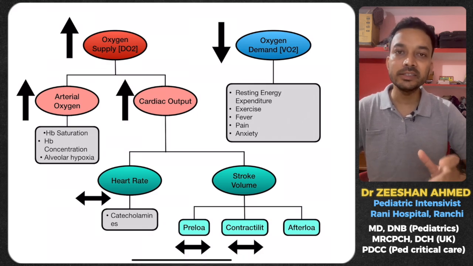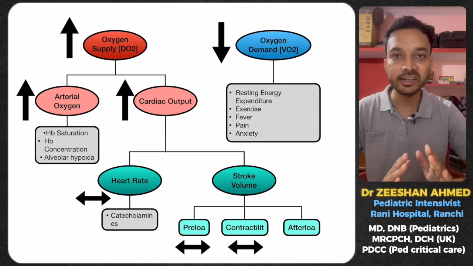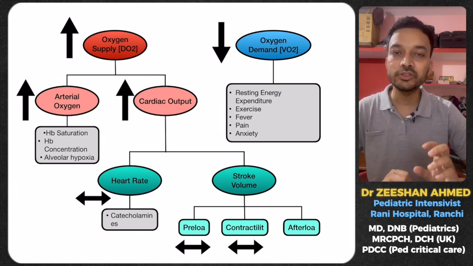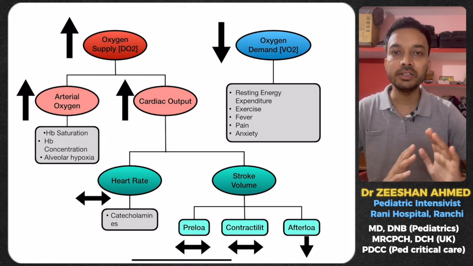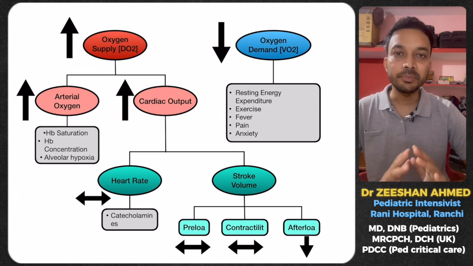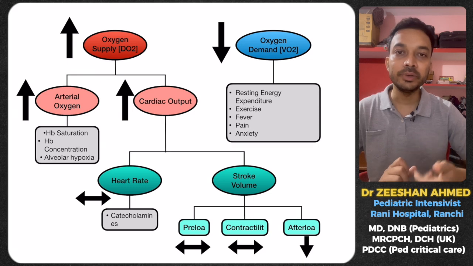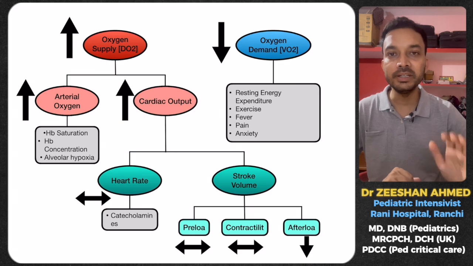The contractility should also be optimized to normal. It should not be a very hypercontractile heart, or the contractility should not also be very poor. And the afterload or the peripheral vascular resistance should decrease, except in cases of septic shock where it might need to be increased, but in all other cases the afterload should be decreased.